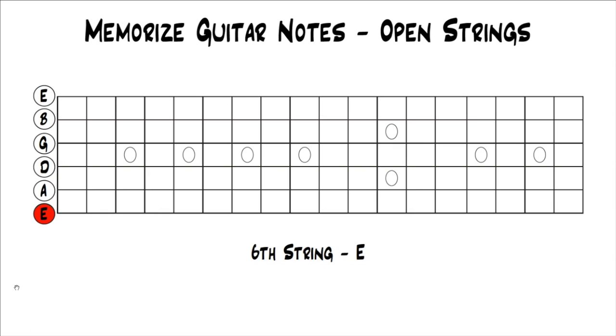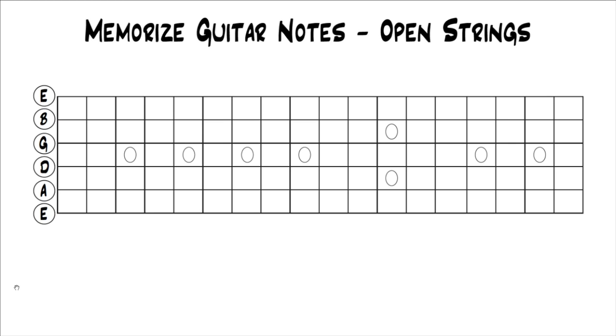So your 6th string is E, your 5th string is A, your 4th string is D, your 3rd string is G, your 2nd string is B, and then your 1st string is E again. You can just go through and pluck each one of the strings one at a time, start with the 6th string, and say those names. Say E, A, D, G, B, E as you do it. Make sure your guitar is in tune first so that you're actually hearing the correct pitch, and that's really going to help with your ear training.